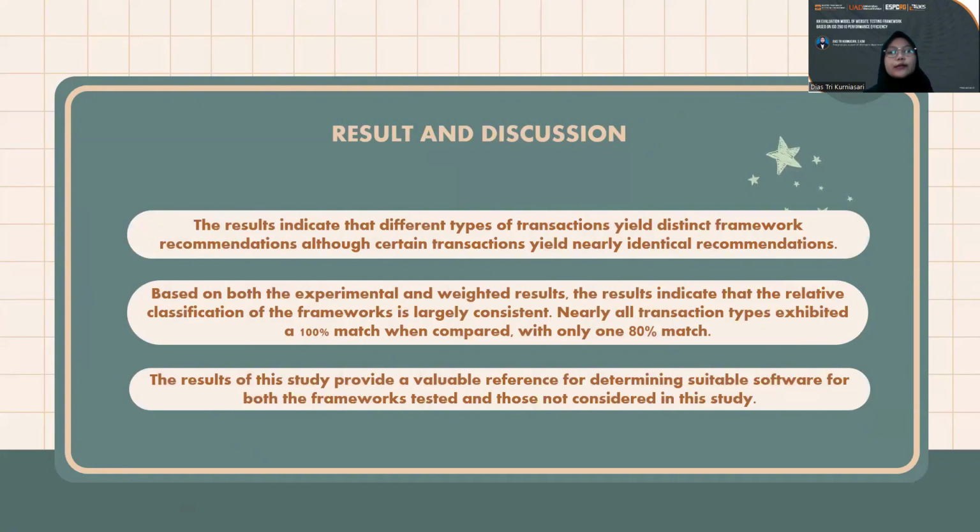Results show that different types of transaction yield distinct framework recommendations, although certain transactions yield identical recommendations. Based on both the experimental and weighted results, the relative classification of the frameworks is largely consistent. Nearly all transaction types exhibit a 100% match, with only one at 18% match. The result of this study provides a valuable reference for determining suitable software, for both the frameworks tested and those not considered in the study. So it can be a guideline for other people to choose a framework.